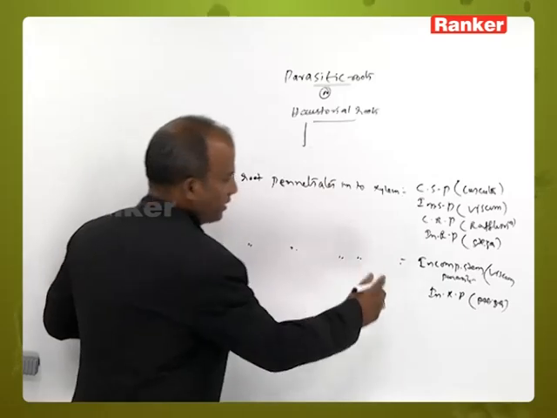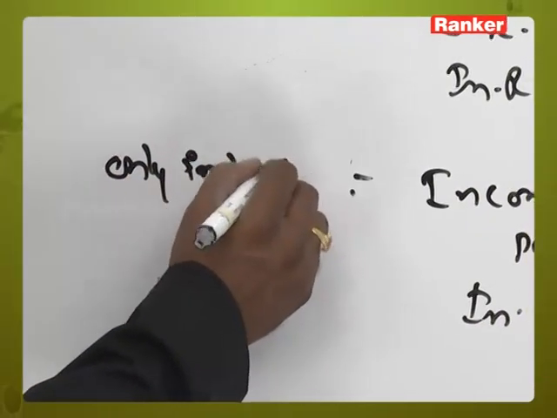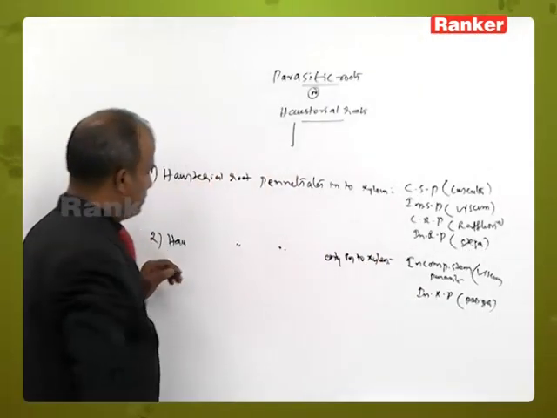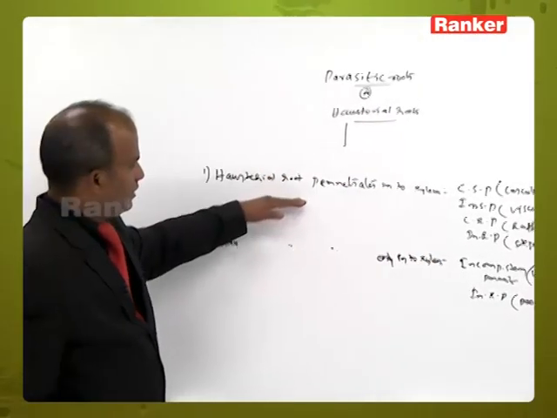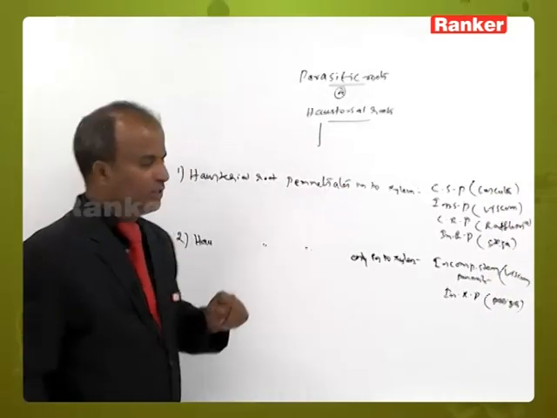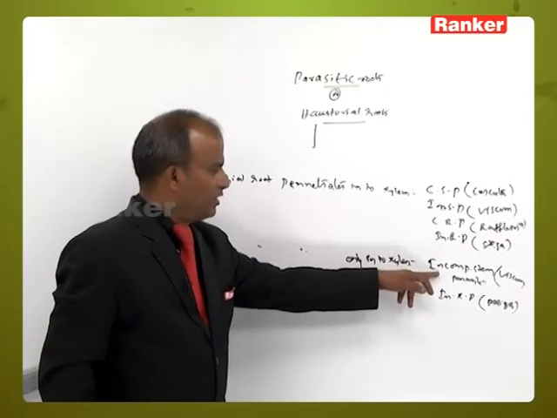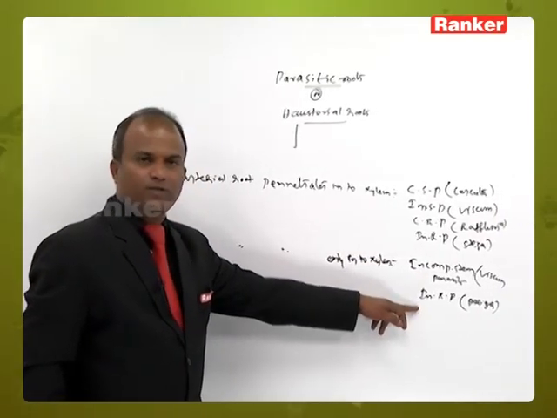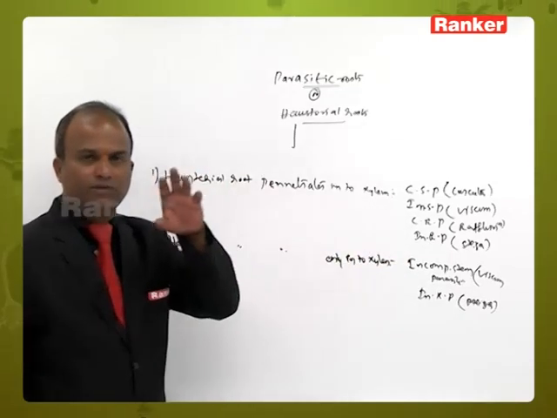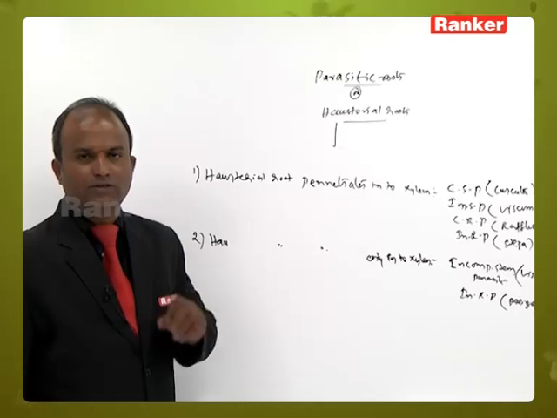Now, haustorial roots penetrate only into xylem. What is the difference between this one and the previous one? Haustorial roots penetrate into xylem: all four examples. Haustorial roots penetrate only into xylem: that is nothing but incomplete stem parasite and incomplete root parasite. Here the haustorial roots penetrate only into the xylem but not into the phloem.